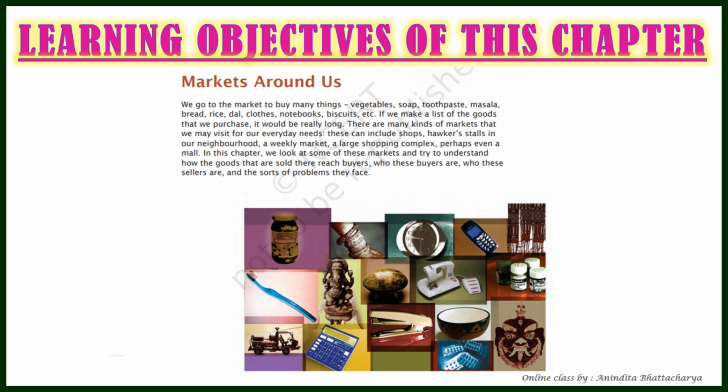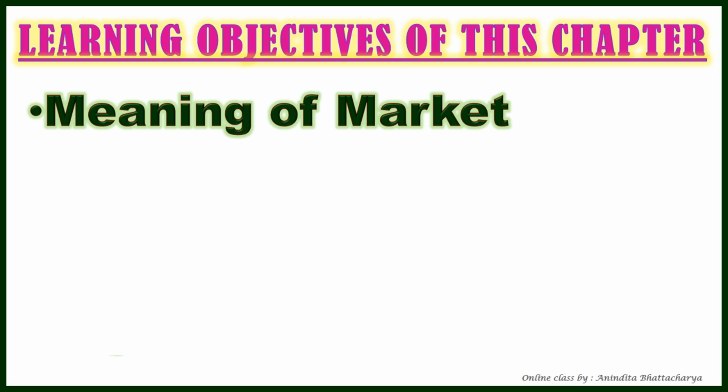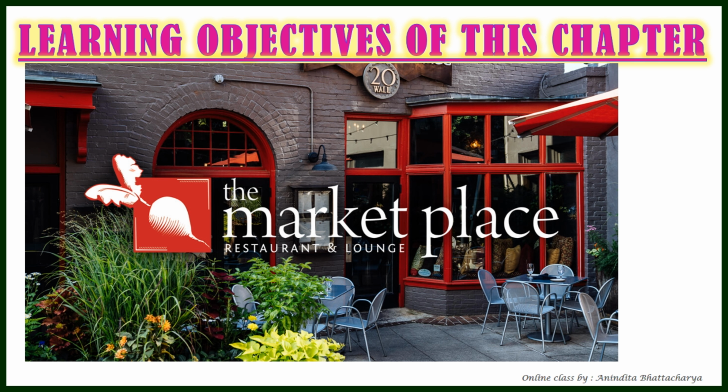Today we will start a new chapter from Civics, and that is Chapter 7, Markets Around Us. So, what will we study in this chapter? The learning objectives of this chapter are the meaning of market, that is, the concept of market, different types of market, and buyer and seller.